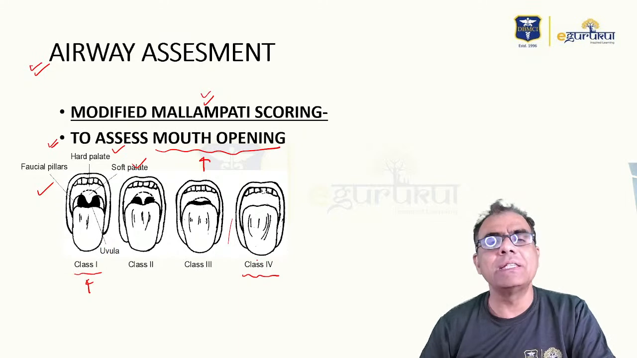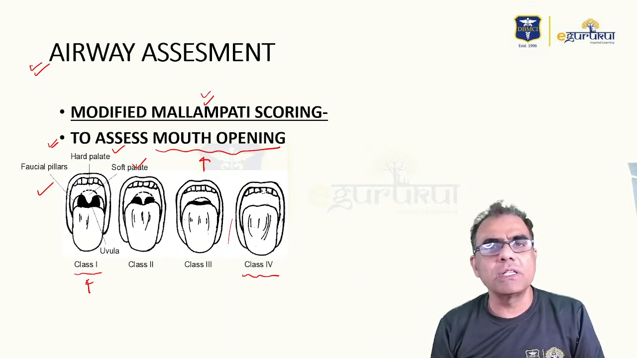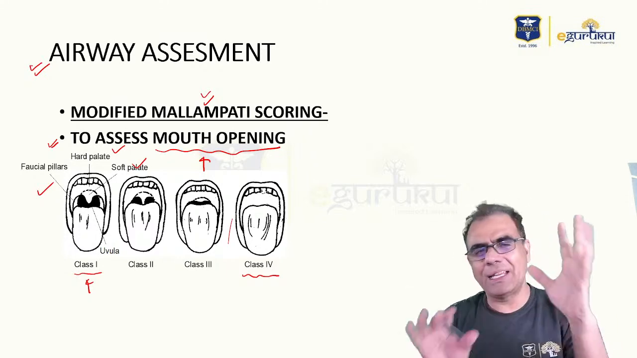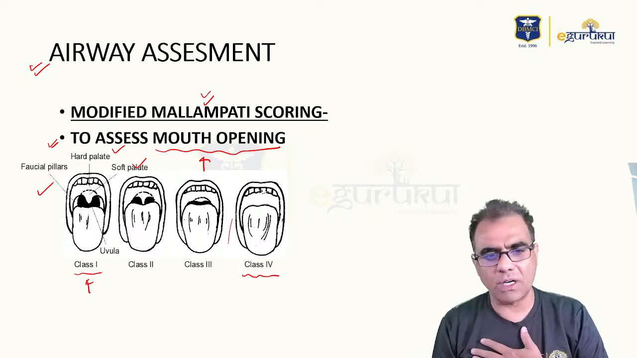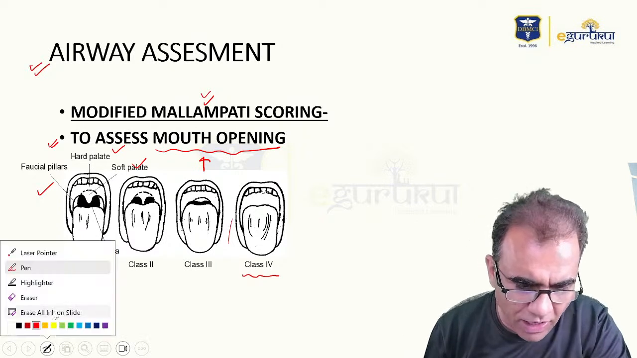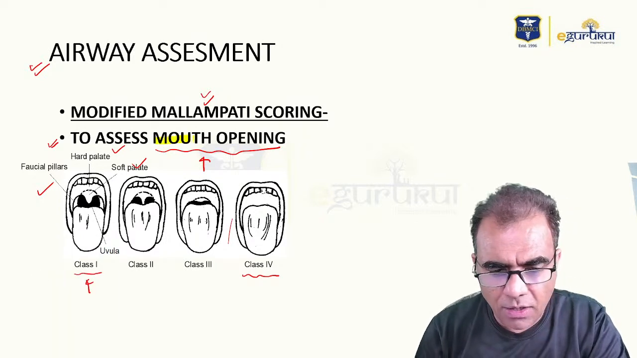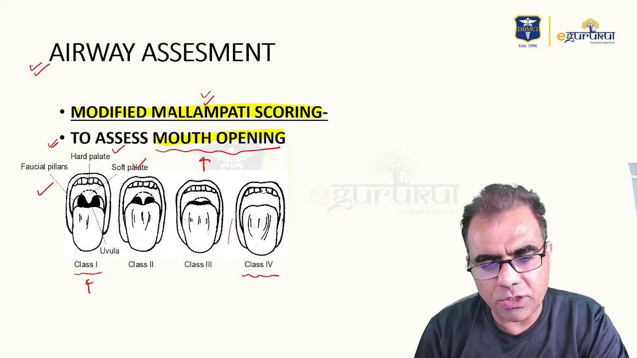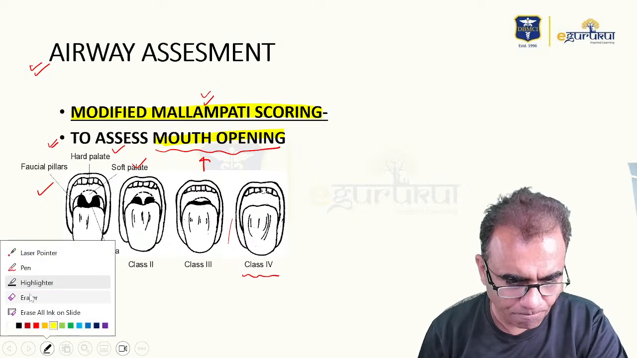Class 4, nothing is seen, so obviously oral intubation is impossible. That's it. There is no need to go into which structures are seen in which grade. That's not required. So simply remember that for airway assessment, for mouth opening, we are doing the modified Mallampati scoring. That's it.